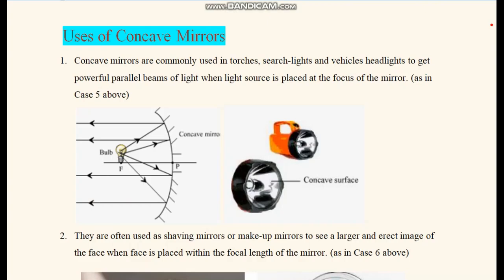The next topic is the uses of concave mirrors. The first use is that the concave mirrors are used in torches, searchlights, vehicle headlights, etc. How it works? See, whenever the source of light is kept at the focus of a concave mirror, we get a powerful, intense, parallel beam of light after reflection. This is case 5 as we have discussed above.